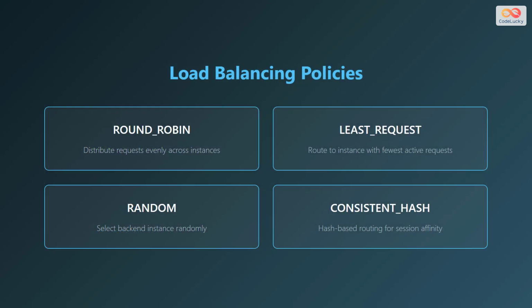Destination rules support multiple load balancing algorithms. Round-robin distributes requests evenly across all instances in rotation. Least request sends traffic to the instance with the fewest active requests, which is great for handling varying workload sizes. Random selects backend instances randomly, which can be useful for simple scenarios. Consistent hash provides hash-based routing for session affinity, ensuring that requests from the same client always go to the same backend.